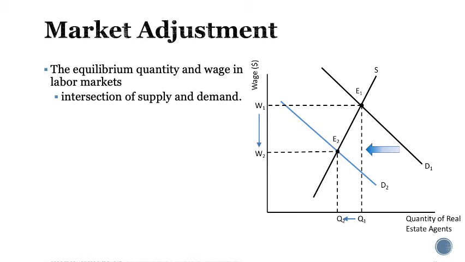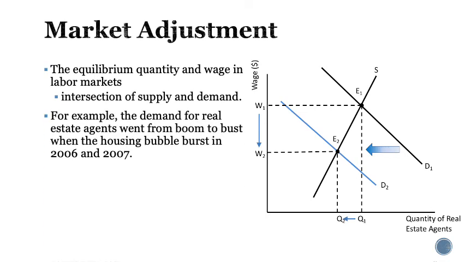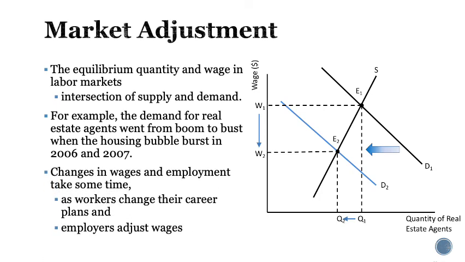The equilibrium will adjust in response to the shift in demand and supply, and the book talks about the demand for real estate agents, which went from boom to bust when the housing bubble burst in 2006 and 2007. As can be seen in the graph, this reduction in workers' demand reduced the wages in the sector, but there are important things to note in the case of a labor market. Unlike the case with product markets, changes in wages and employment take some time, as workers change their career plans, and employers adjust wages, which is not very easy because they are generally set by some kind of labor contract, and there are stipulations about minimum wages, and we'll talk about them later. So the labor market, in the short run, is not as flexible as the product market, as I have said before.